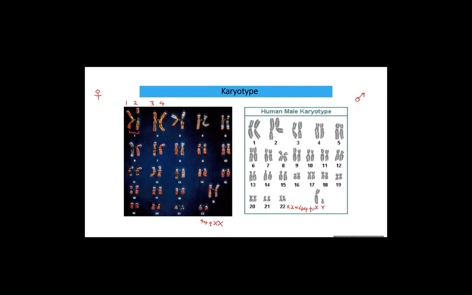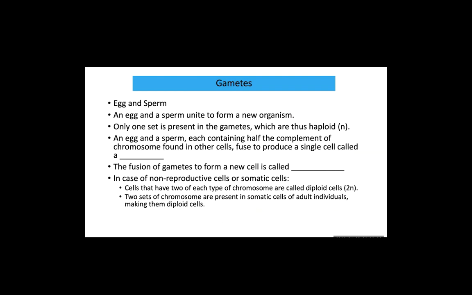Haploid cells result from half of a diploid cell. So a diploid cell is divided by 2. In other words, 2N divided by 2 equals N, okay? So 2N divided by 2 equals N, therefore N equals 22 plus X. In this case, N equals 22 plus X or 22 plus Y. These are called what? Gametes. So gametes indicate egg, oocyte, and sperm.